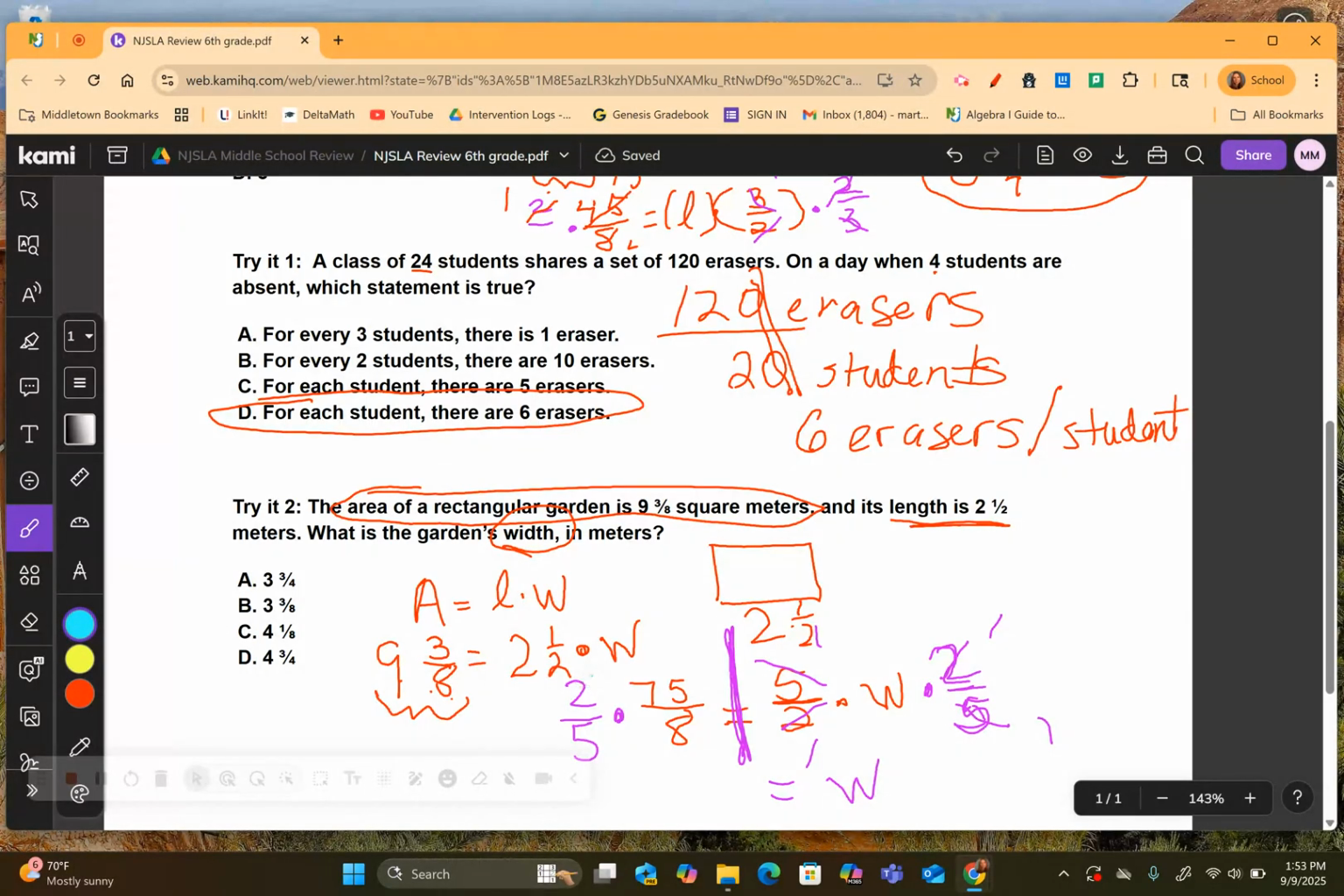2 goes into itself once. 2 goes into 8 how many times? What is 8 divided by 2? 4. 5 goes into itself once. 75 divided by 5 is what? 15. Remember, this is a non-calculator part. Then you take what's left and multiply across. 1 times 15 is 15. 1 times 4 is 4. Our answer is 15 over 4.